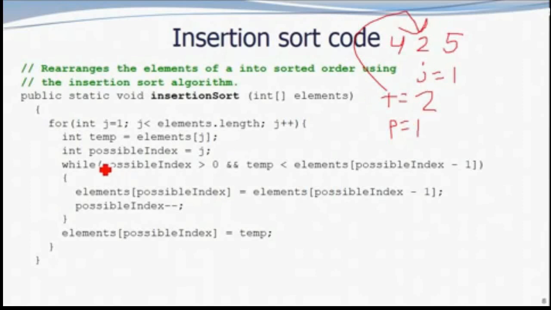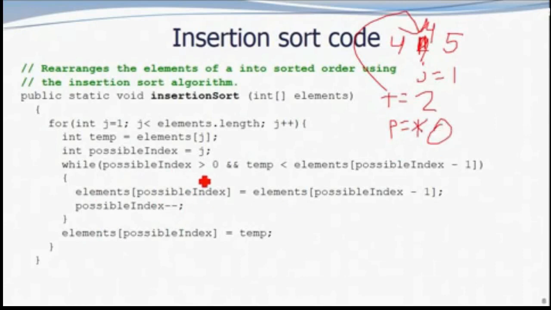J equals 1. Is possible index greater than 0? Yeah. And temp is less than the one before it, possible index minus 1, which would be 0, so it's this one. Is temp less than that one? Yes. So then in that case, the element at the possible index, which is here, equals the one before it. So 2 becomes 4. And we subtract 1 from possible index.